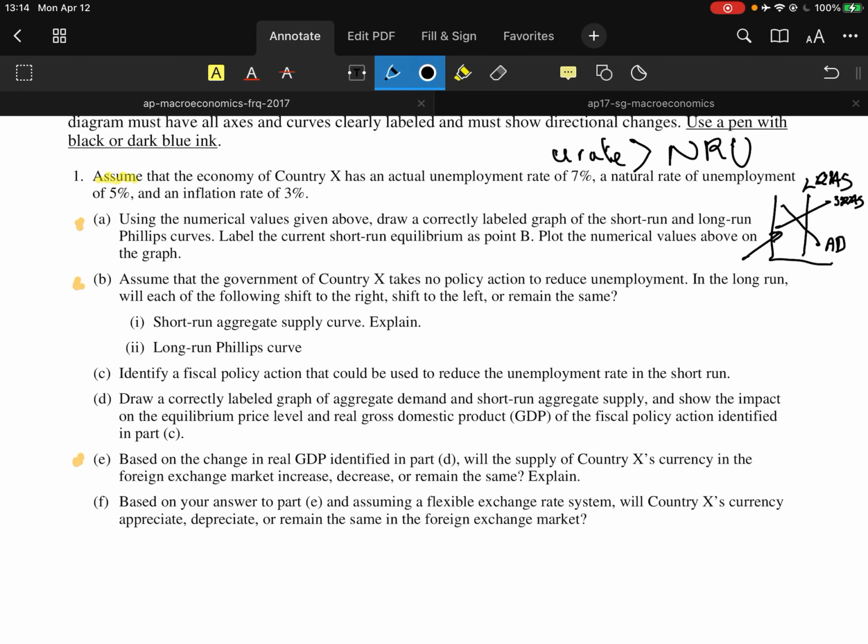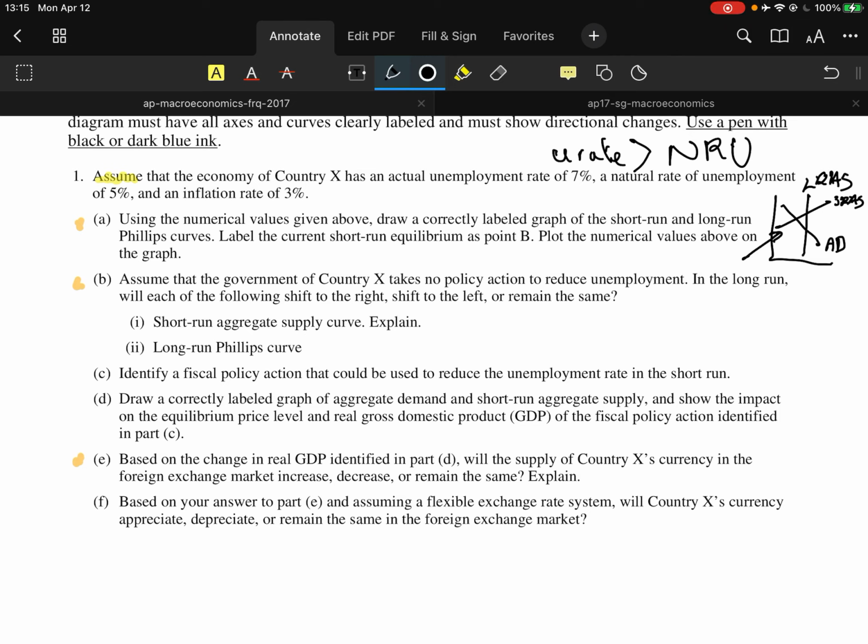So if we come back to here, SRAS will shift to the right, and the explanation could be something along the lines of the lower price level allows firms to hire workers for lower wages, which means lower input costs, lower cost of production, giving them the incentive to produce more. And I will provide a very simple and very cogent, like the minimum viable answer you could use for this question in a separate document.